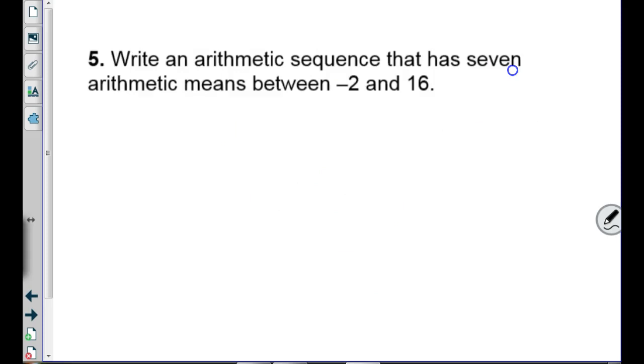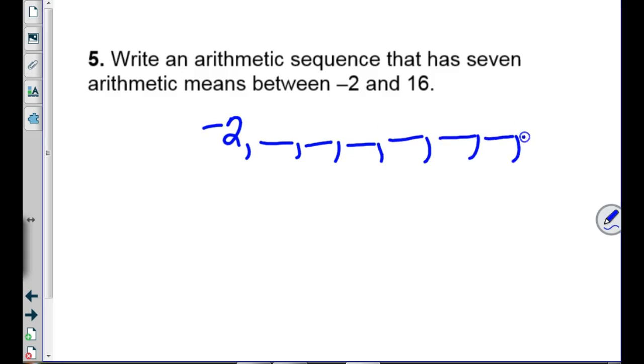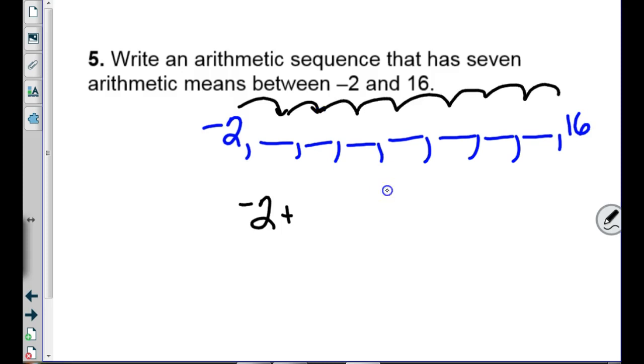Number 5. Oh my goodness, 7 terms are missing. 1, 2, 3, 4, 5, 6, 7 missing, right? And then 16. Okay. Now what? Is it 70? 1, 2, 3, 4, 5, 6, 7, 8.